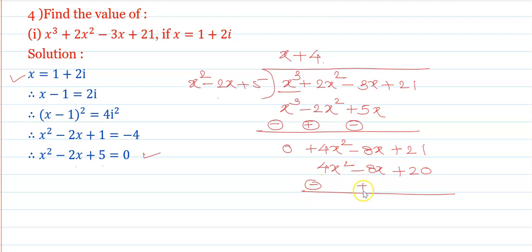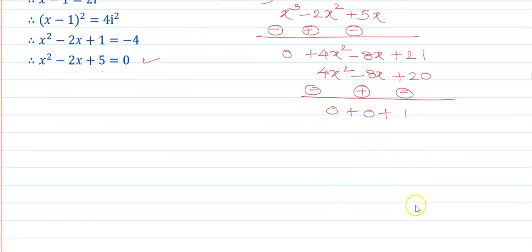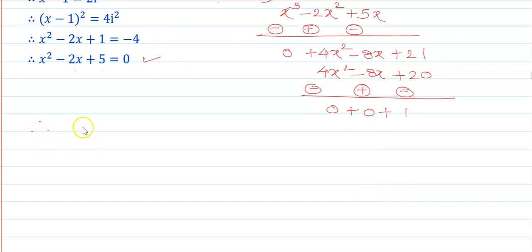Minus, plus and here the minus. Plus 4x minus 4x get cancelled. You get here 0 and plus 1. And hence the value is nothing but the remainder of this division. And therefore the answer is 1.